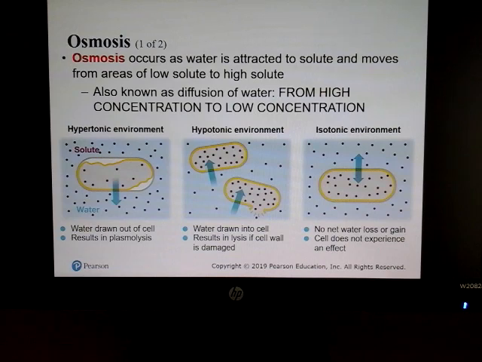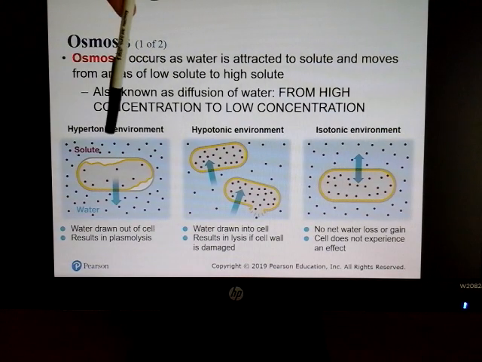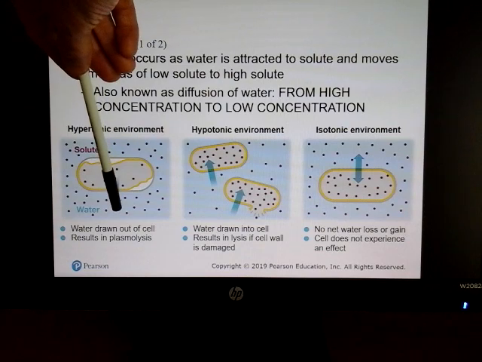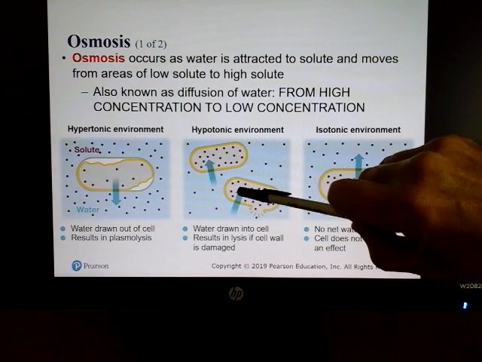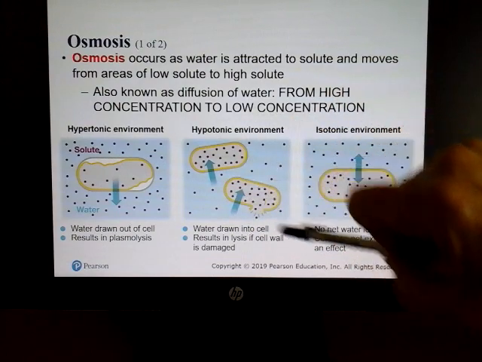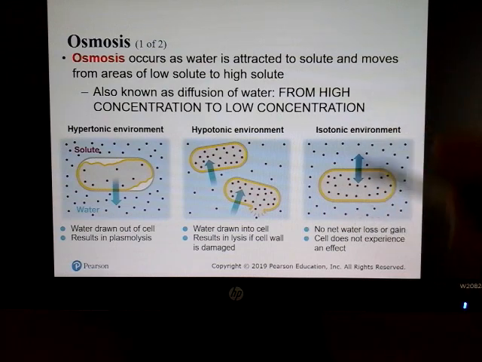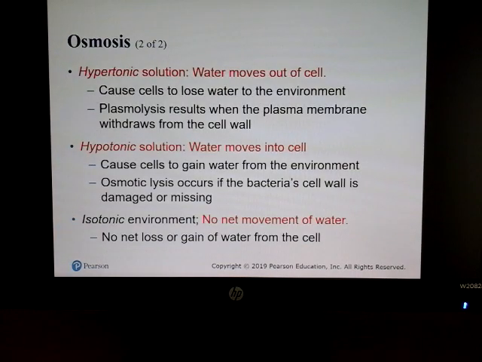Osmosis then is the movement of water from a high to a low concentration. So we have three types of environments we could have. In hypertonic, the water moves out and the cells shrivel up. In hypotonic, water moves in. Cells are going to swell up and potentially burst. Isotonic, no net movement, so basically the cell is going to stay the same in size. So again, hyper, water moves out. Hypo, water moves in. Isotonic, no net movement of water.